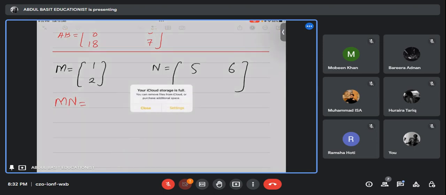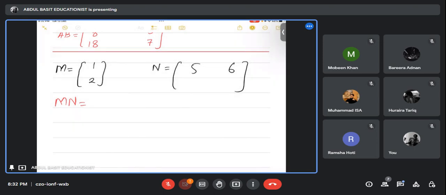Make it quick. Beta, what is the meaning of MN? Ramsha, what is the meaning of MN?